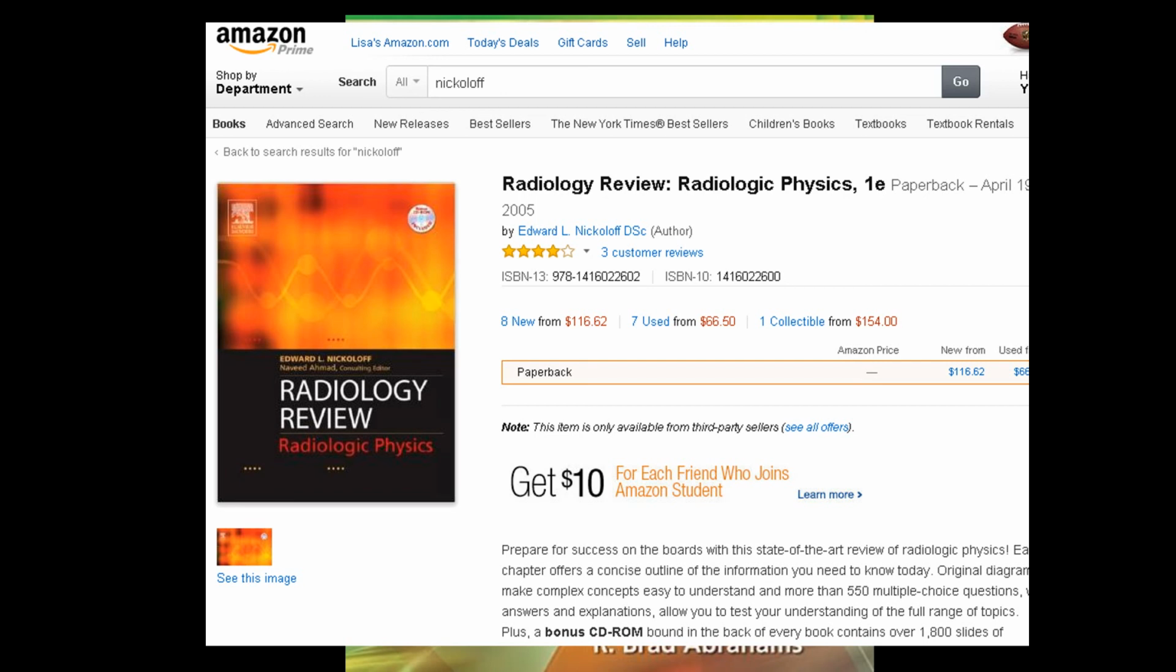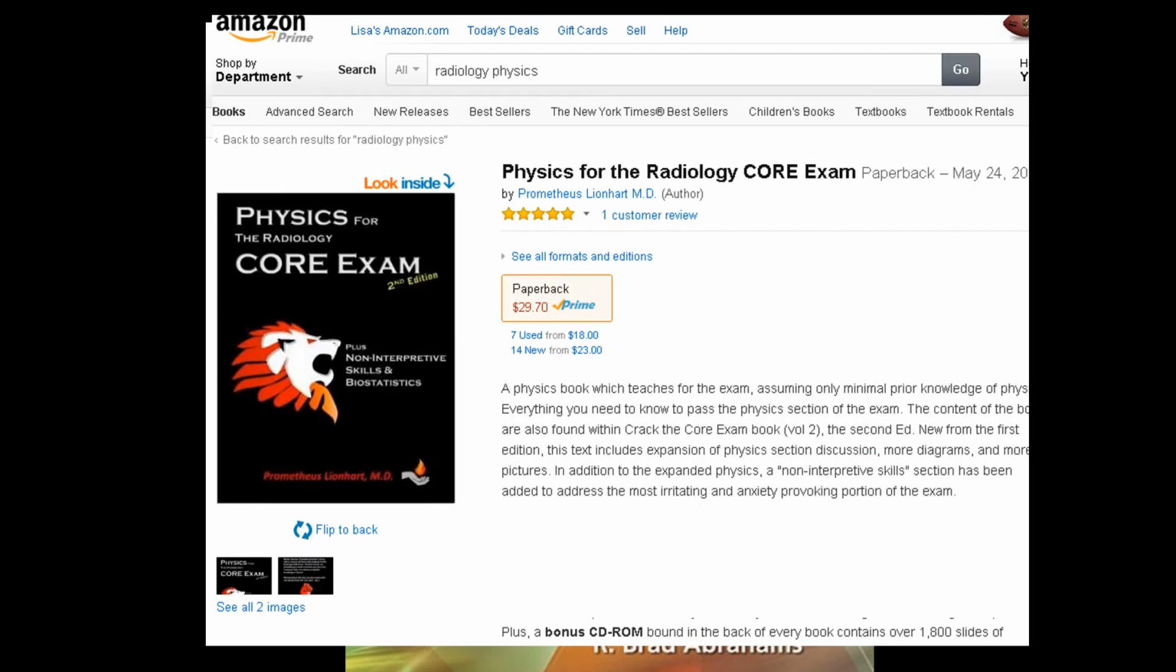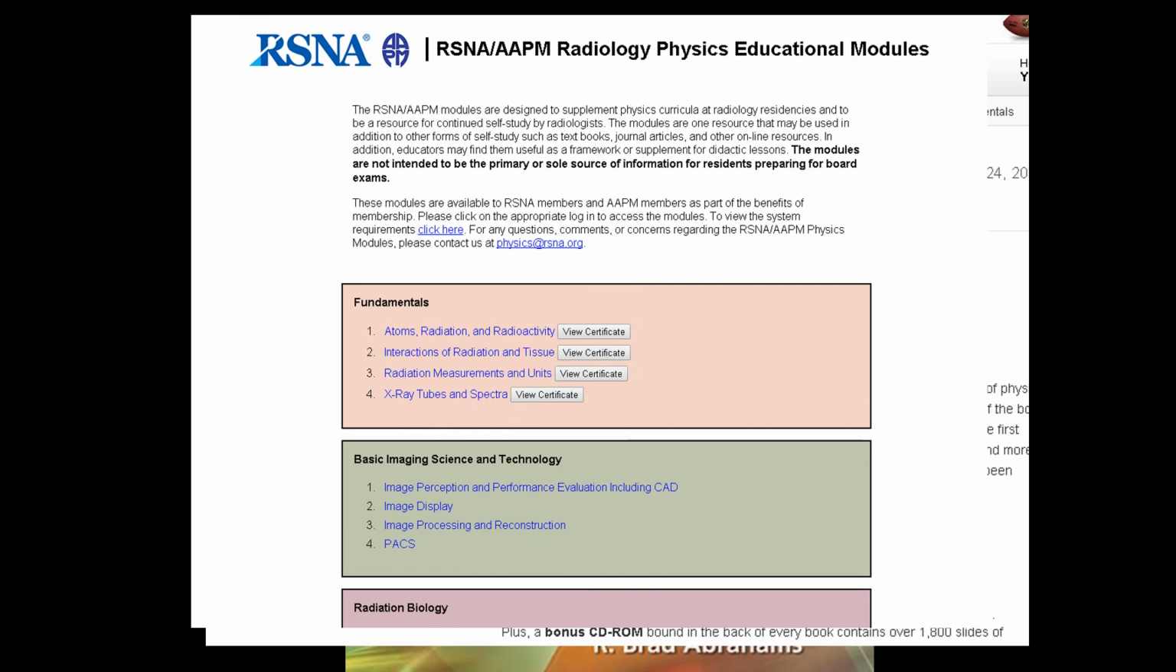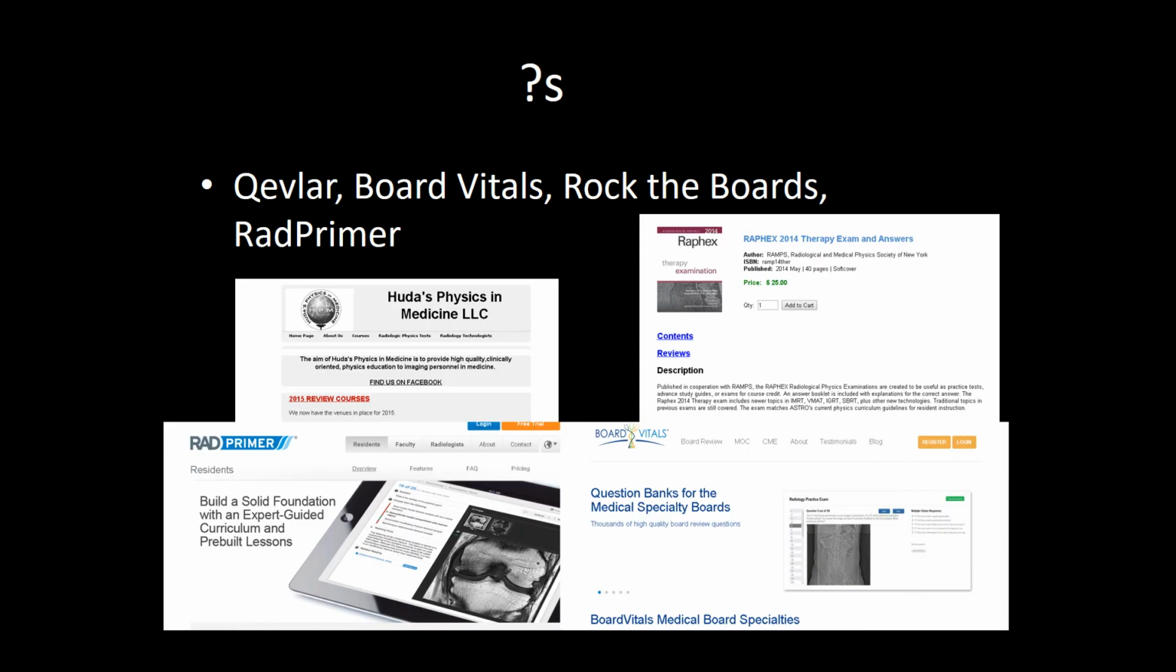Nikoloff has a radiology review physics book. This is a little outdated now, but a lot of it was kind of question and answer, which I liked. Again, physics for the radiology core exam, Physics War Machine, the RSNA modules online are all excellent. And again, you know, Kevlar, Board Vitals, Rock the Boards, Rad Primer, all sorts of different question banks that you can use. And really, it's important not only to have the concepts down, but also to test your knowledge application.